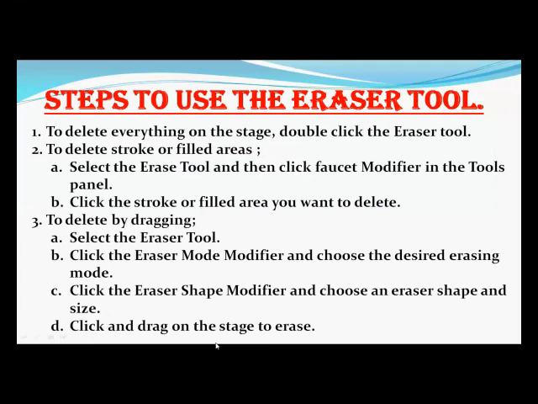The steps are very simple. First, to delete everything on the stage, double click on the eraser tool. Step 2, to delete stroke or filled areas, select the eraser tool, then click on the faucet modifier in the tool panel, then click on the stroke or fill areas you want to delete. Then to delete by dragging, first select the eraser tool, then click on the eraser modifier and choose the required erasing mode. Click on the eraser shape modifier and choose an eraser shape and size. Click and drag on the stage to erase.